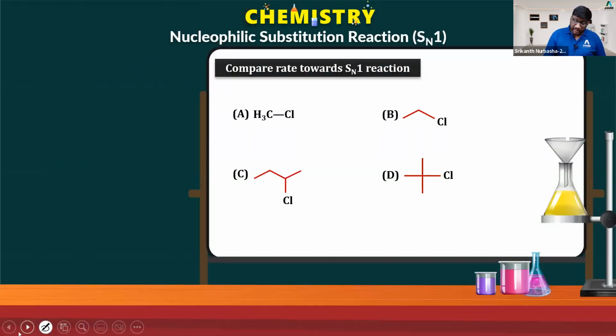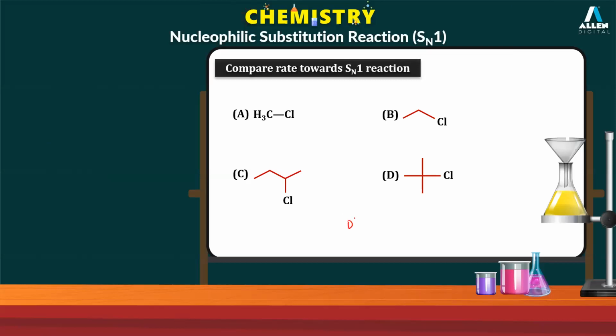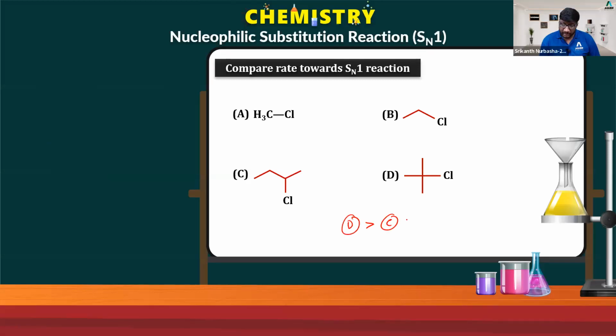Compare here, students, the rate towards SN1 reaction. A, B, C, D, four have been given to you. The order is D, C, B, A. In D, we have a tertiary carbocation. In C, we have secondary. In B, we have primary. In A, we have methyl. So based on the number of hyperconjugated structures, we have explained this.